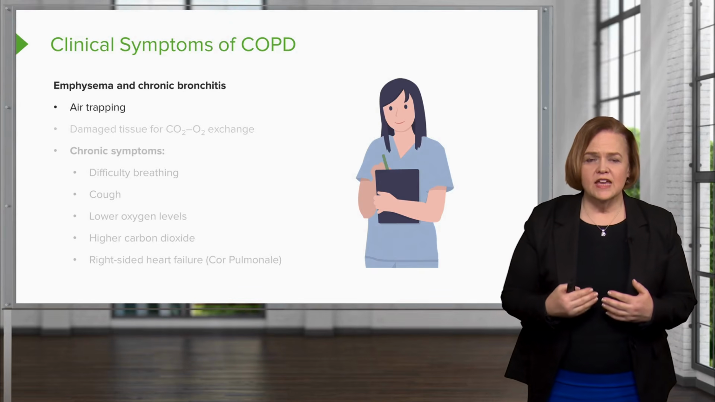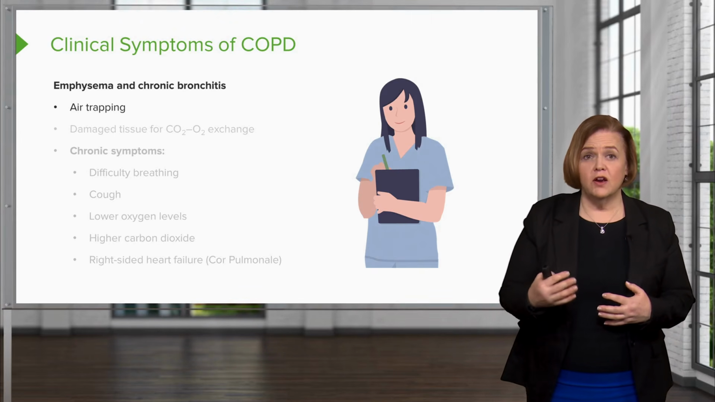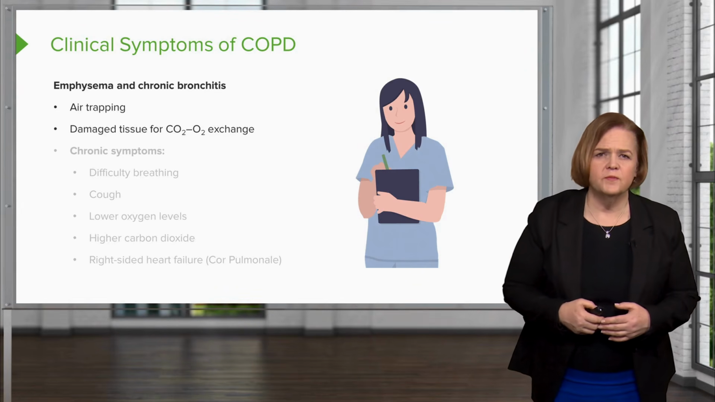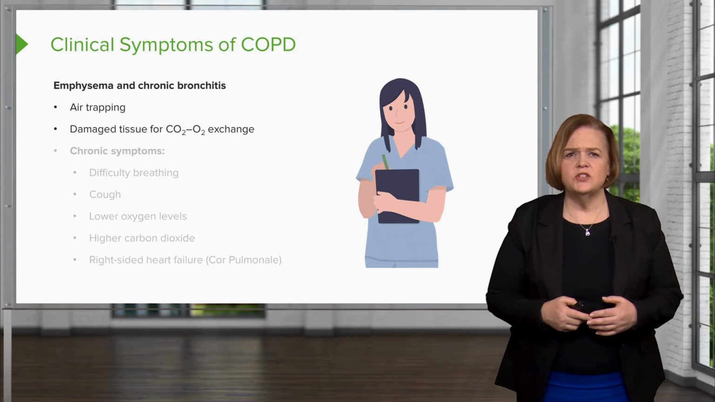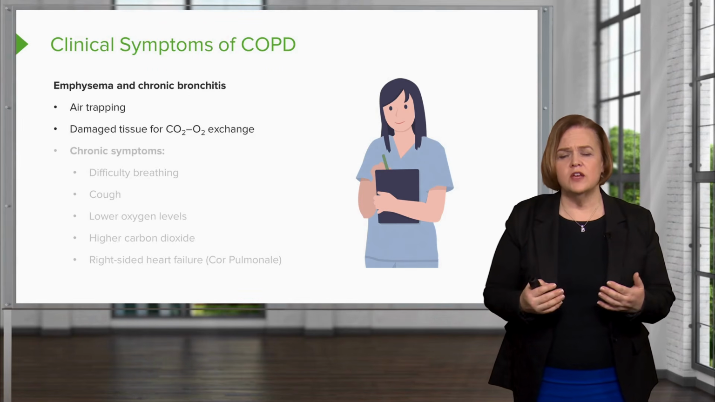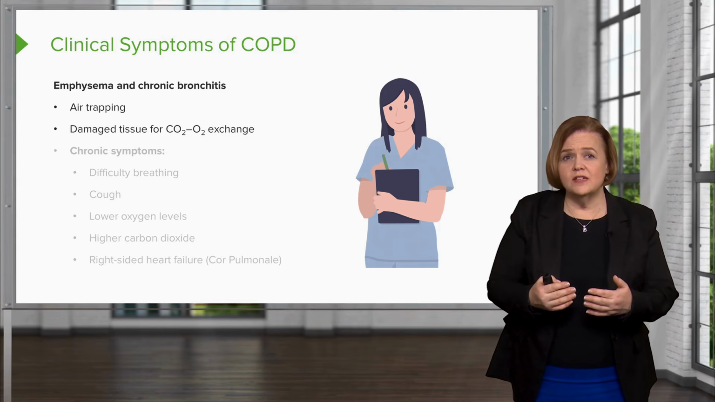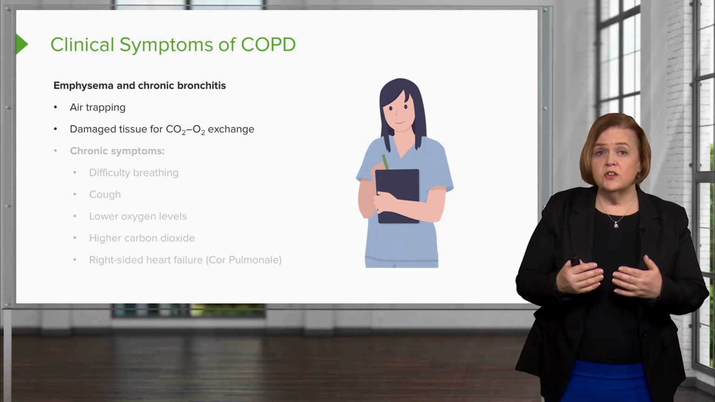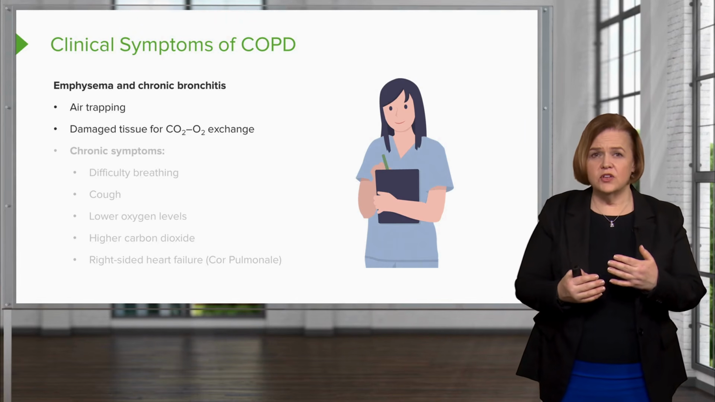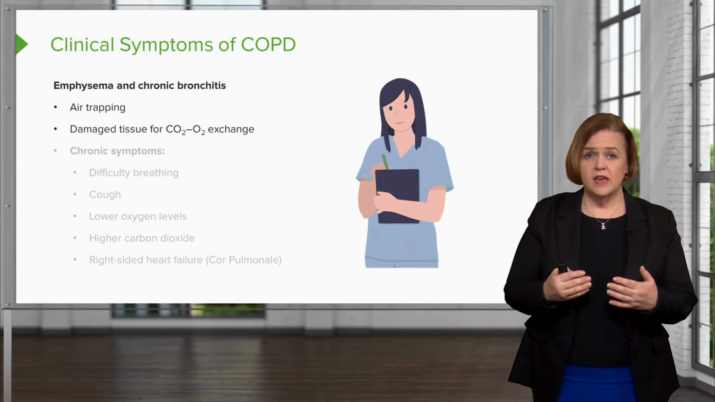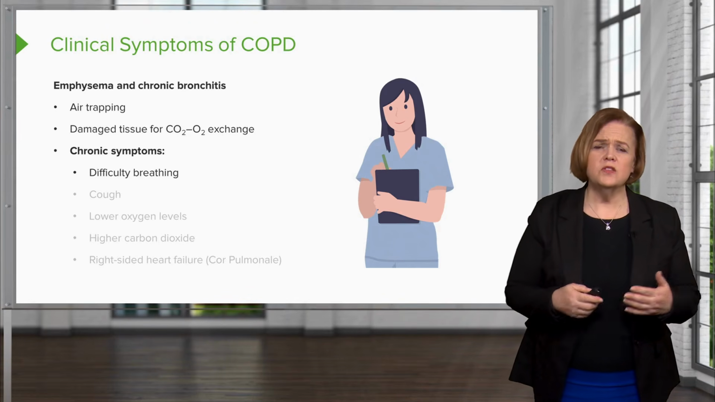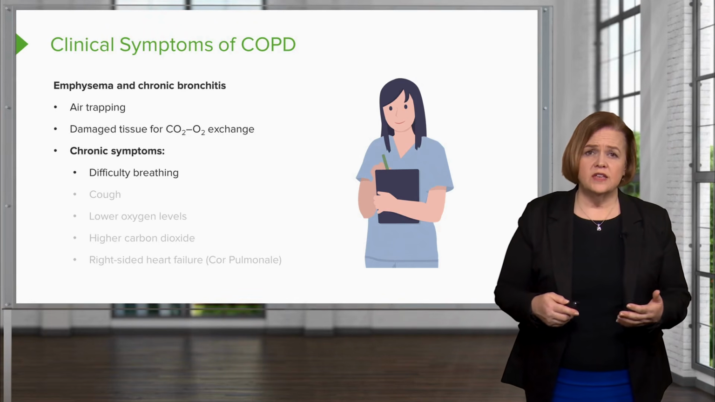That means I get air in, but it gets stuck down there, so it's hard for me to get new air in because all the real estate is taken up. Now you have damaged tissue for CO2 and O2 exchange. Different ways we got to damaged tissue, but still you have damaged tissue. So the exchange of carbon dioxide for oxygen is not as efficient as it would be in someone whose lungs don't suffer from COPD. So here are the things you're going to see in these patients.